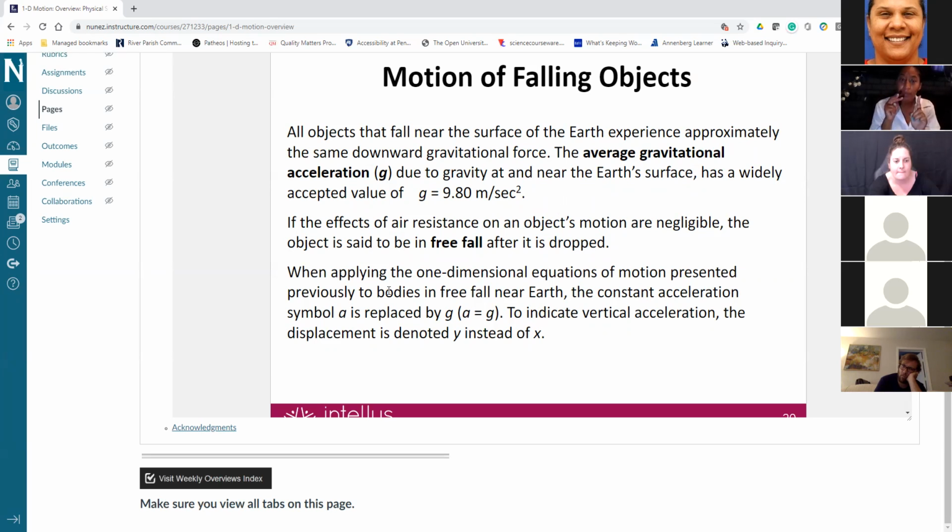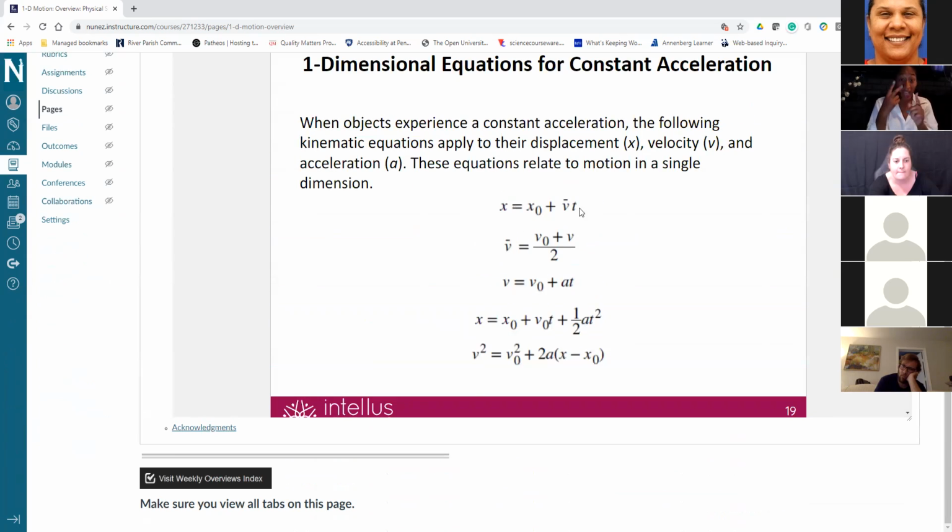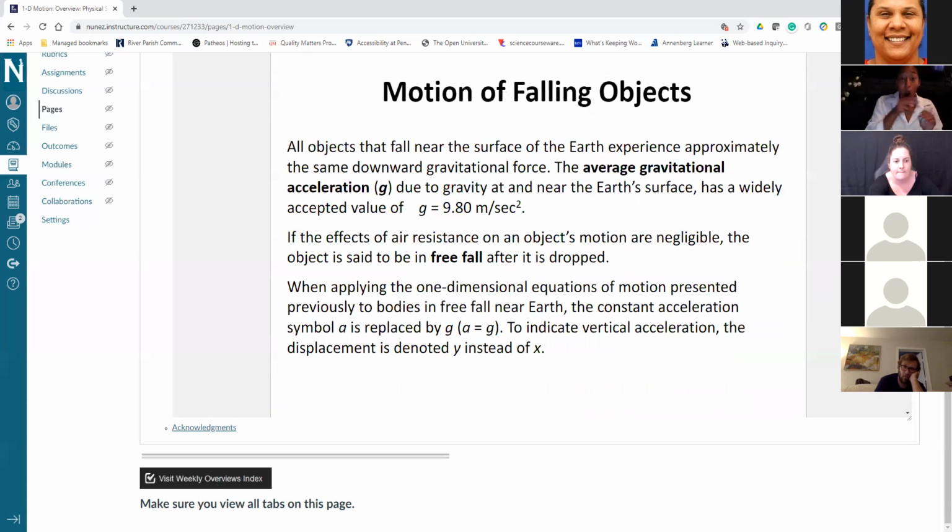And so when we take these equations of motion here, what we typically do is replace X with Y, because we typically take X to mean horizontal motion. And we typically take Y to represent vertical motion. And so we replace X with Y, and we replace A with G, okay?